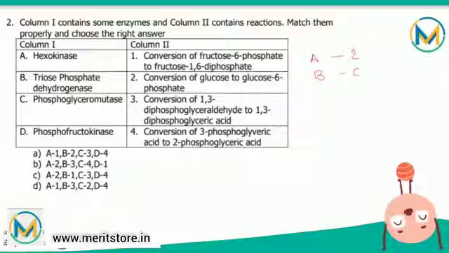Then phosphoglyceromutase. Okay, this is 3. Now, the phosphoglyceromutase is there for the conversion of 3-phosphoglyceric acid to 2-phosphoglyceric acid. And the last, phosphofructokinase, is used for the conversion of fructose 6-phosphate to fructose 1,6 diphosphate. Now looking in the options, A2 is there in option B and option D. Then B3 is only there in option B, then C4 and D1. So the correct answer for this question is option B.